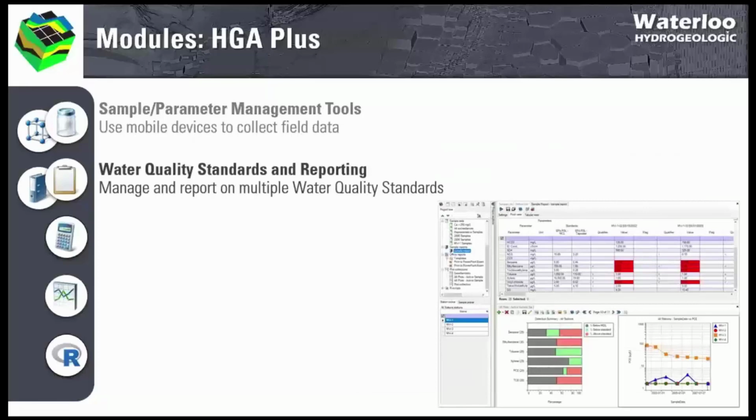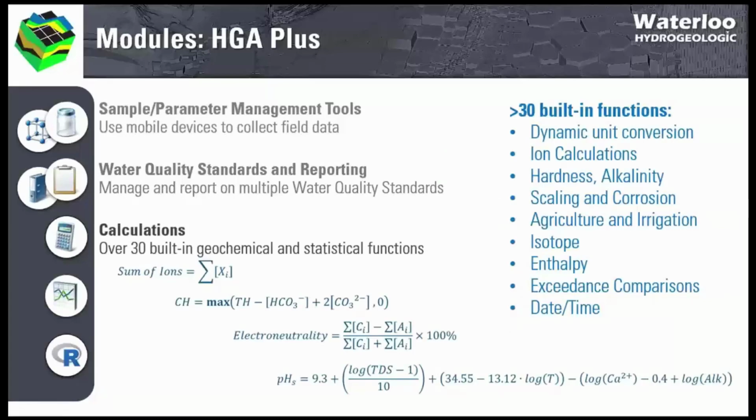There's also mechanisms to import water quality standards and use those as reporting tools. There's over 30 built-in geochemical and statistical functions that are listed here and also on our website that allow you to calculate very common geochemical parameters as well as dynamic unit conversion.